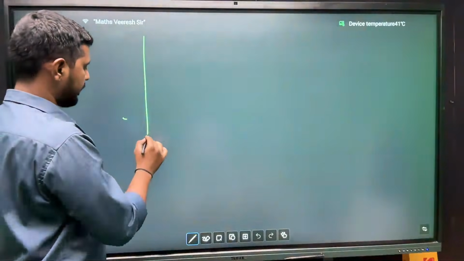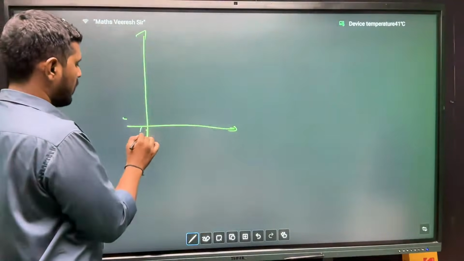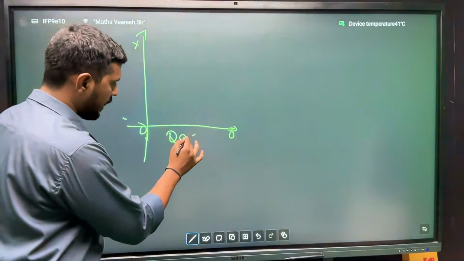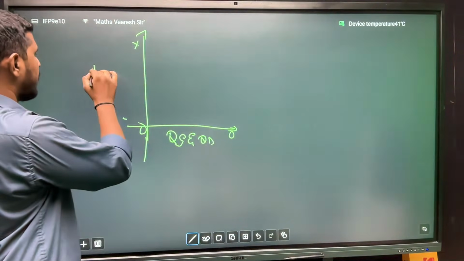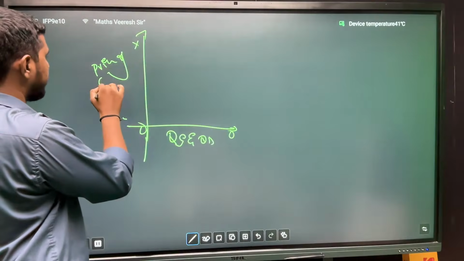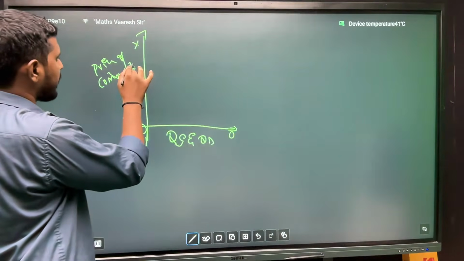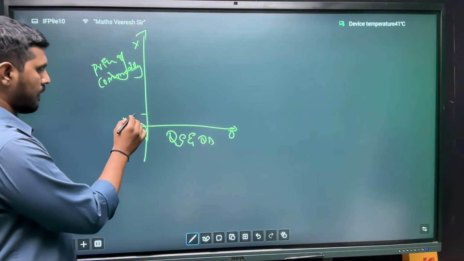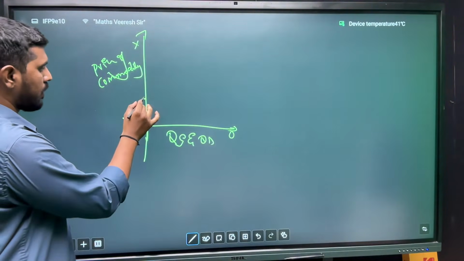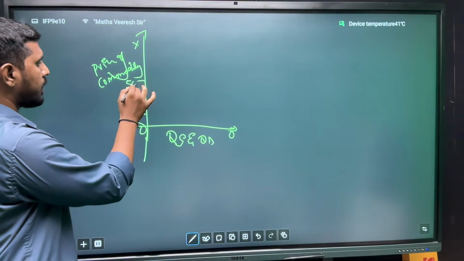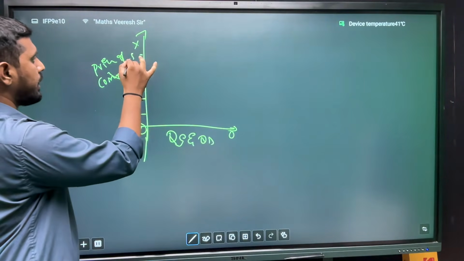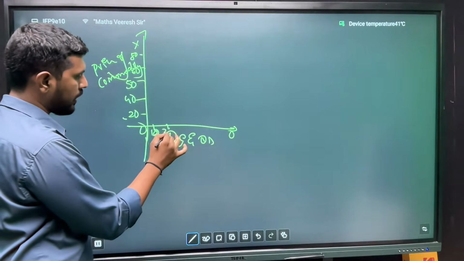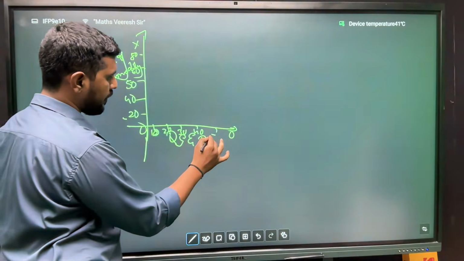Graph, it is easy. O, Y, OX. QS and QD. Here, price of the good, commodity or whatever you want to write. OY, right? I'm going to take here 20, 40, 60, 80, and here 10, 20, 30, 40, 50, 60.